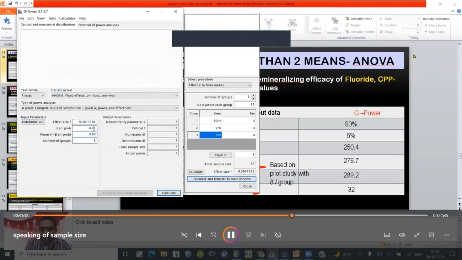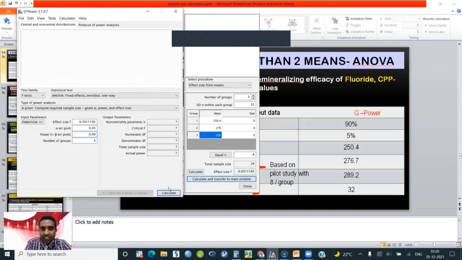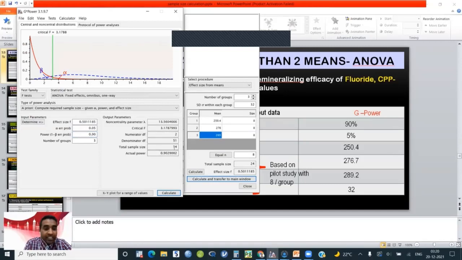Number of groups 3, alpha value 0.05, effect size we have calculated from the pilot study, and power 90%. Let us calculate the sample size. Sample size is 54, which means 18 per group is going to give adequate statistical significance. Now, 18 per group for microhardness.